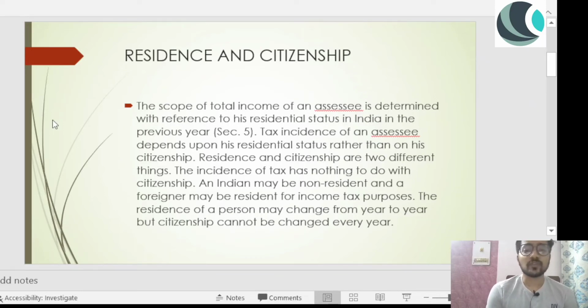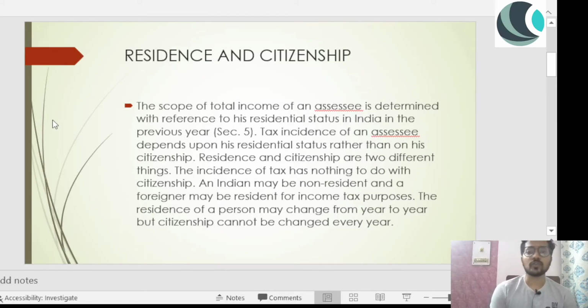Tax incidence of an assessee depends upon his residential status rather than on his citizenship. As I just told you, tax incidence will depend upon whether the assessee was a resident, not a citizen. So in this case, we have to consider the residentship, not the citizenship. Residential status. Residence and citizenship are two different things.